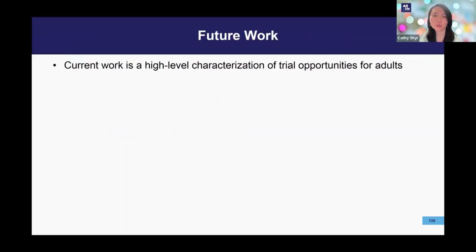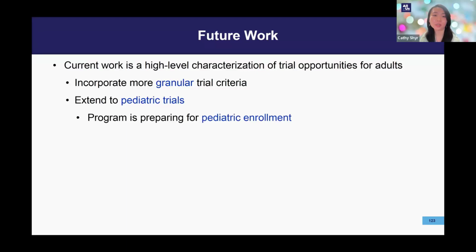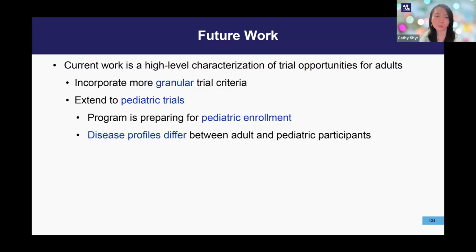Now, I also want to discuss some potential limitations and future work. This current study is a very high-level characterization of trial opportunities for adults, and we matched on very broad eligibility criteria. So in the future, we're definitely working towards incorporating more granular trial criteria and also extending this work to pediatric trials. As some of you may know, the program has already enrolled pediatric participants. And so, of course, the disease profiles can differ drastically between adult and pediatric participants. And so that really gives us an opportunity to explore different trial opportunities across the entire life spectrum.